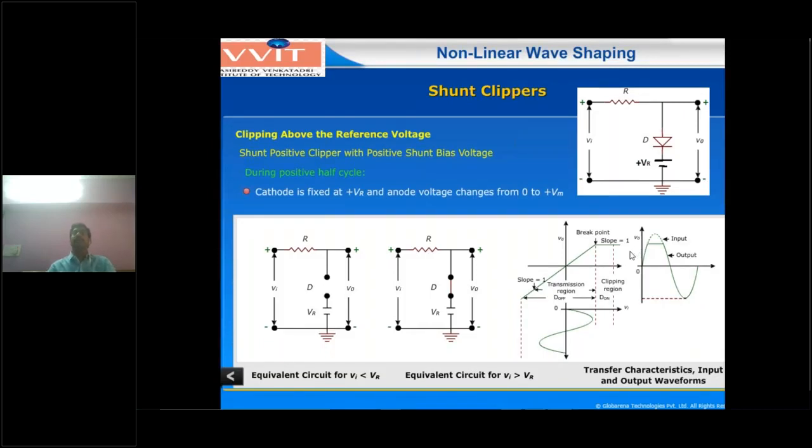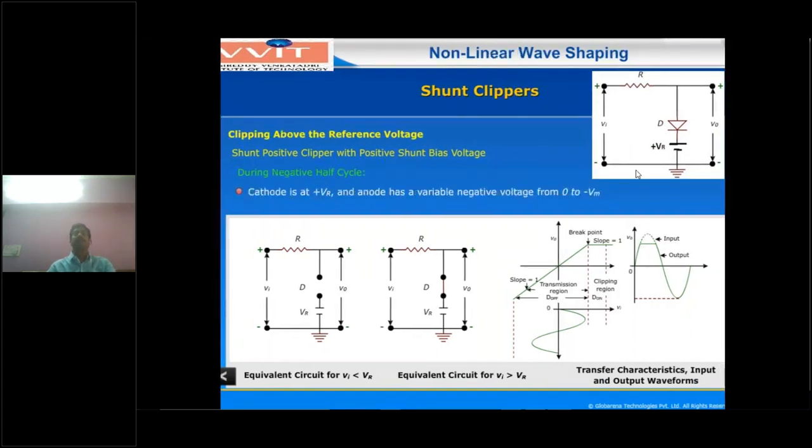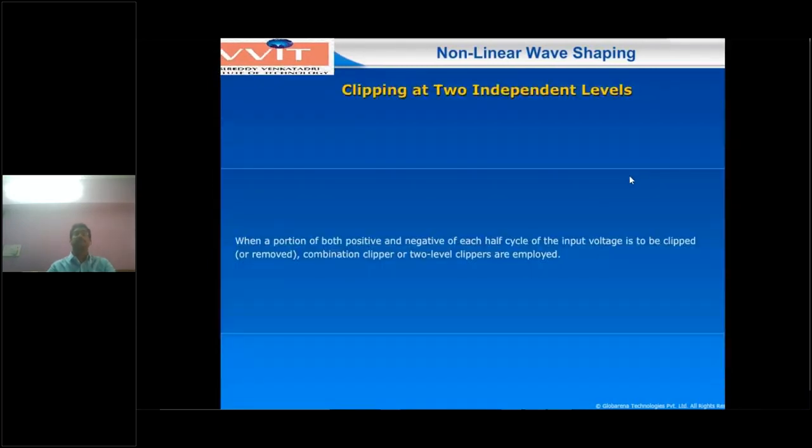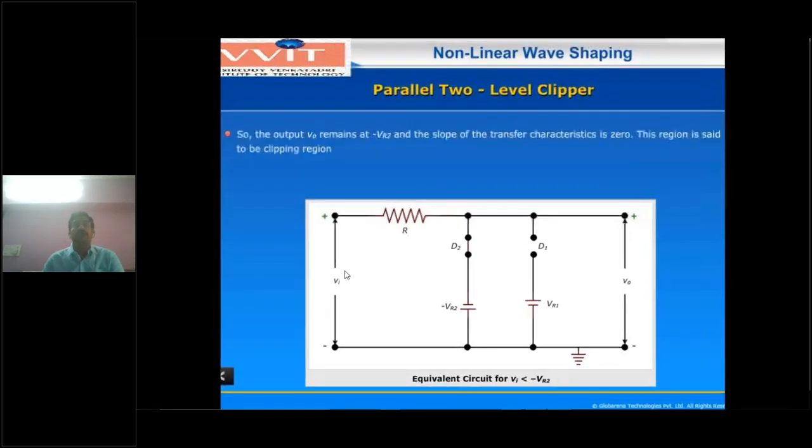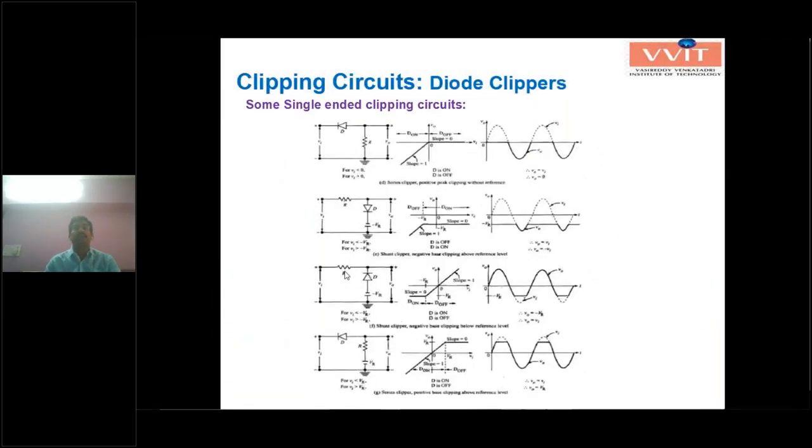These are the 4 types of shunt clippers. You are considering reference voltage 0 and positive reference voltages. These are the 4 types you have seen in the shunt clippers, and in series clippers also. Next, a more important one: how many circuit diagrams are there? I told you that series will have 4 circuit diagrams, with reference voltage 0 and positive reference. So series will be 4 and shunt will be 4.